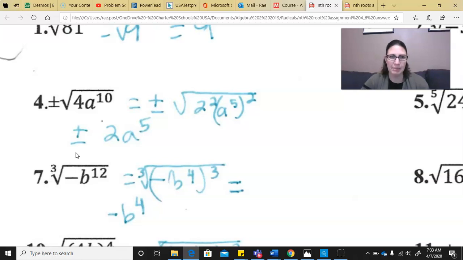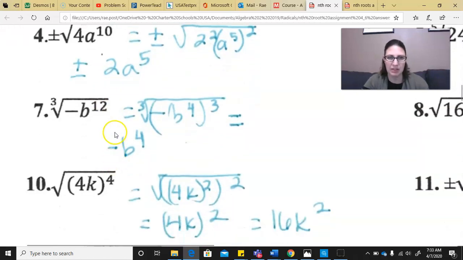Okay, and the same thing with number 7. You can rewrite number 7. The power of 12 divided by 3 is 4. So you can rewrite it as b to the 4th to the power 3, which is still 12. But notice that it was a negative. So remember, if you have an odd index and you have a negative number inside your radical, it would stay negative, right? So that's why it's negative b to the fourth.